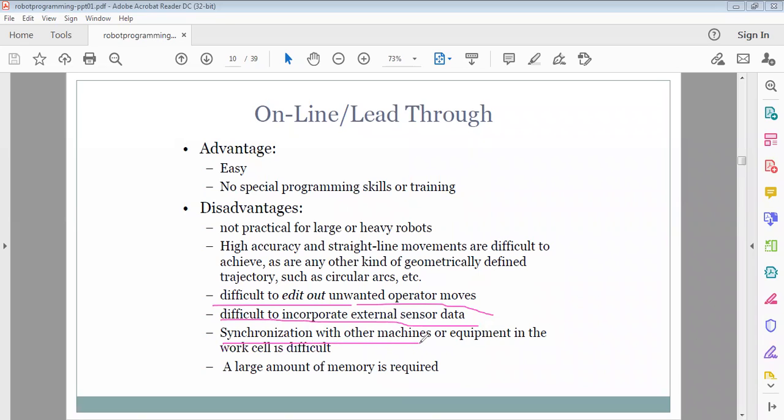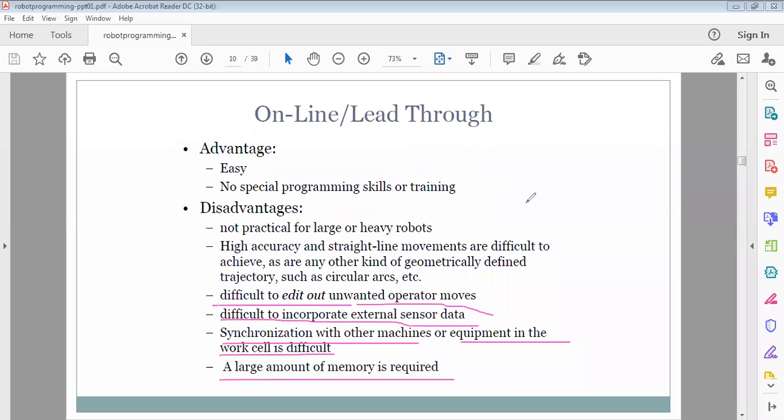Synchronization with other machines or equipment is difficult. Other equipment and other machines, we cannot synchronize in this kind of program. And, as I already told you, large memory is required for this kind of program.